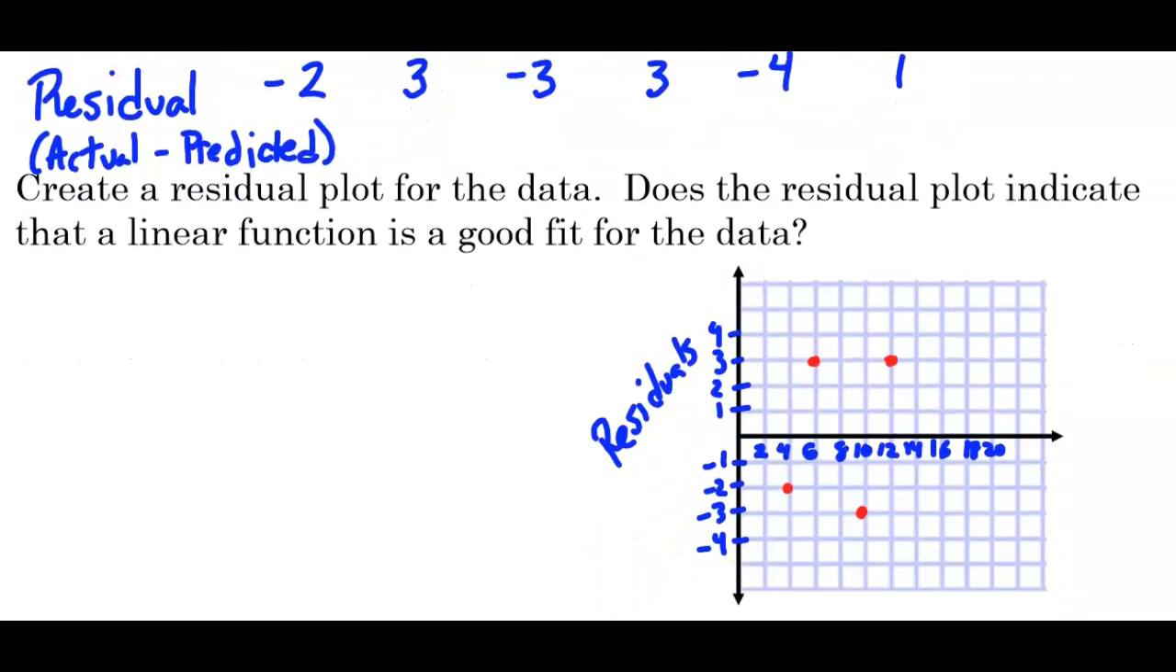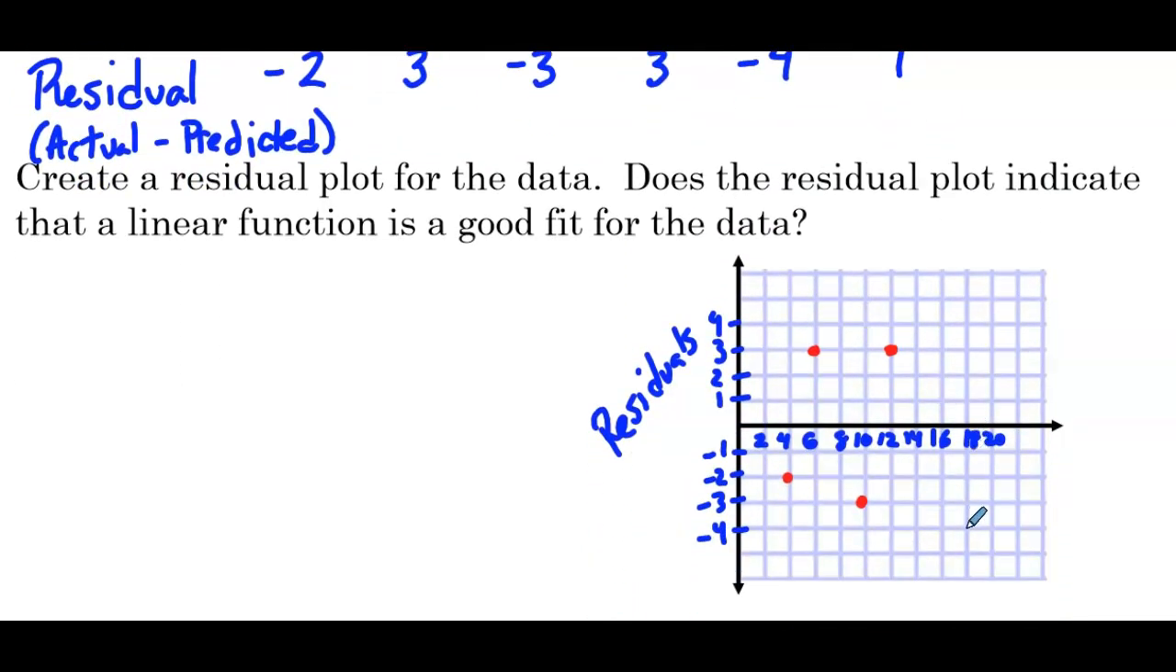18, -4, and 21. Okay, so there we have our 6 residual points.